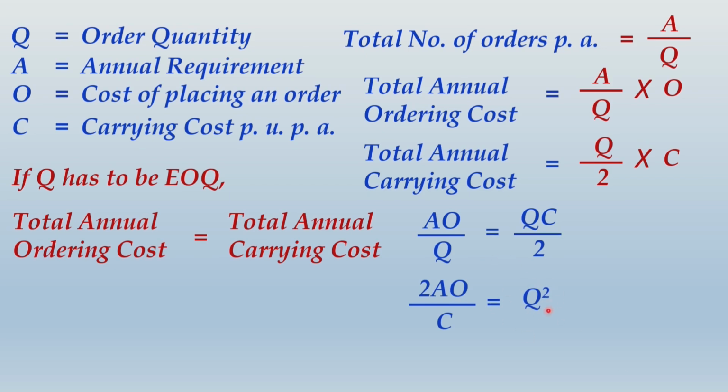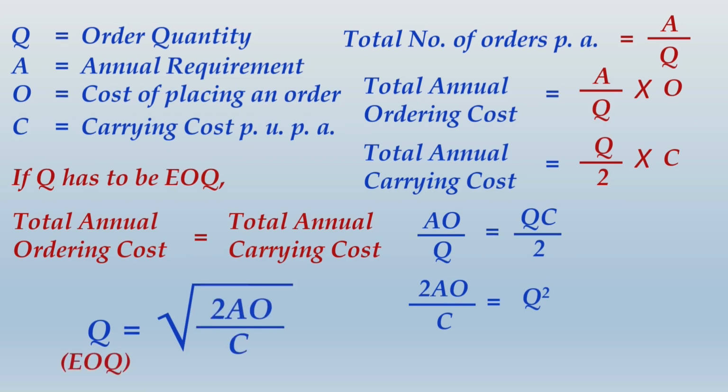What will be the approach to find the value of Q? If Q squared value is this, Q value will be square root of 2AO divided by C, and that Q is basically EOQ. This is how you obtain economic order quantity formula. I hope you are clear with this formula derivation. I want you to note down this whole thing systematically in your notebooks right now.